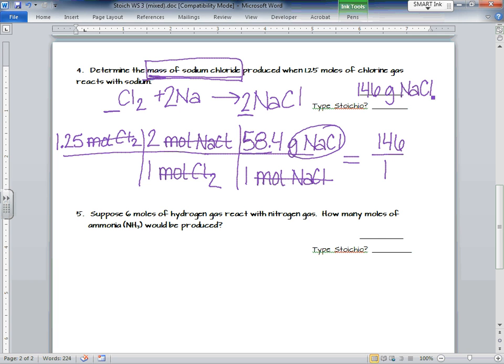Double check that you have the right number of sig figs. You were given 1.25, which has 3 sig figs, and 146 also has 3 sig figs. This type of stoichiometry is called mol-to-mass stoichiometry because we were given the number of moles and we are finding the mass of another substance.